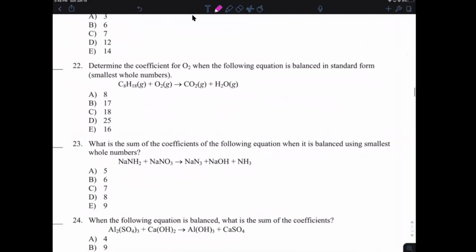Okay, determine the coefficient for O2 when the following equation is balanced in standard form. All right, so this one is asking us to balance this. So if you have something like this where it has carbon, hydrogen, oxygen, and everything, I think this is combustion, right? Anyway, so do you know the order we should do this in? Like, what should we balance first?